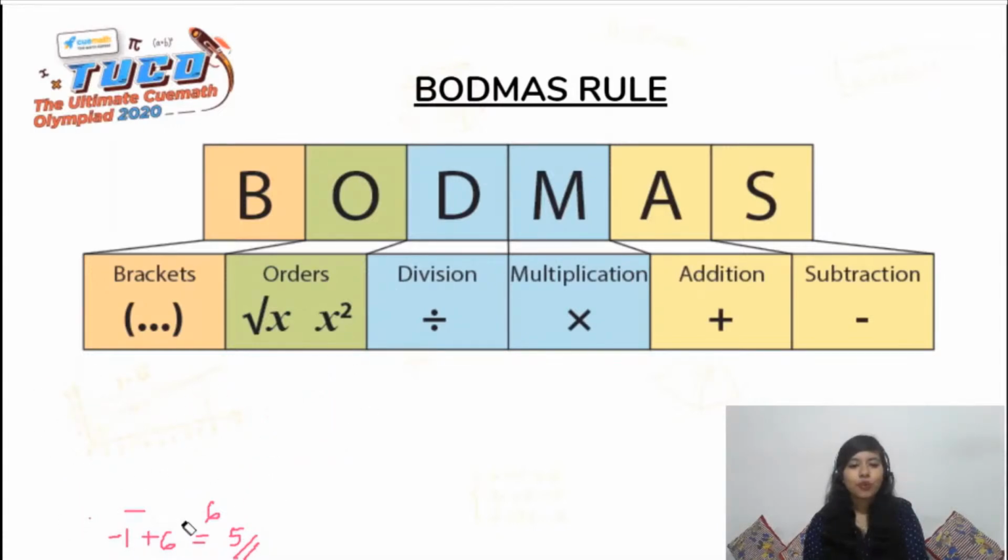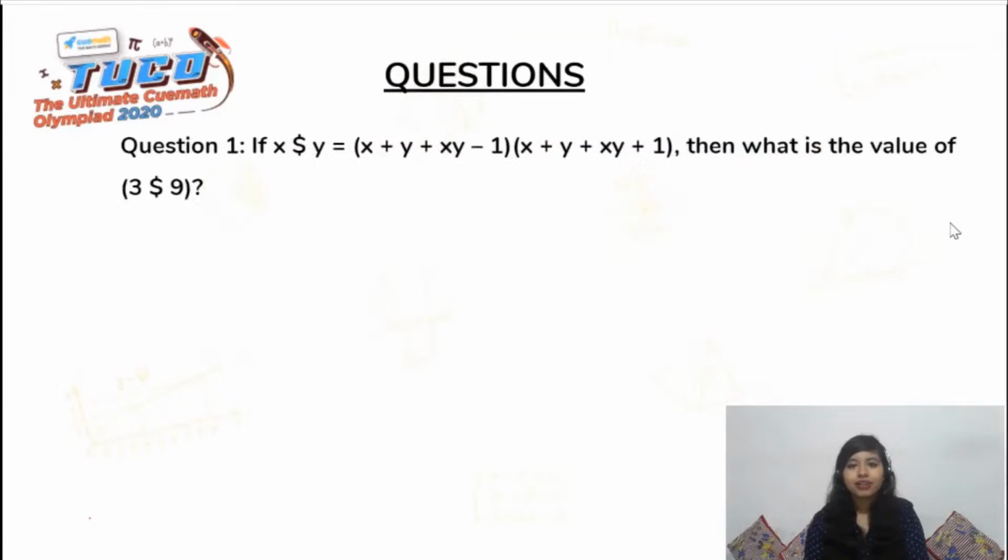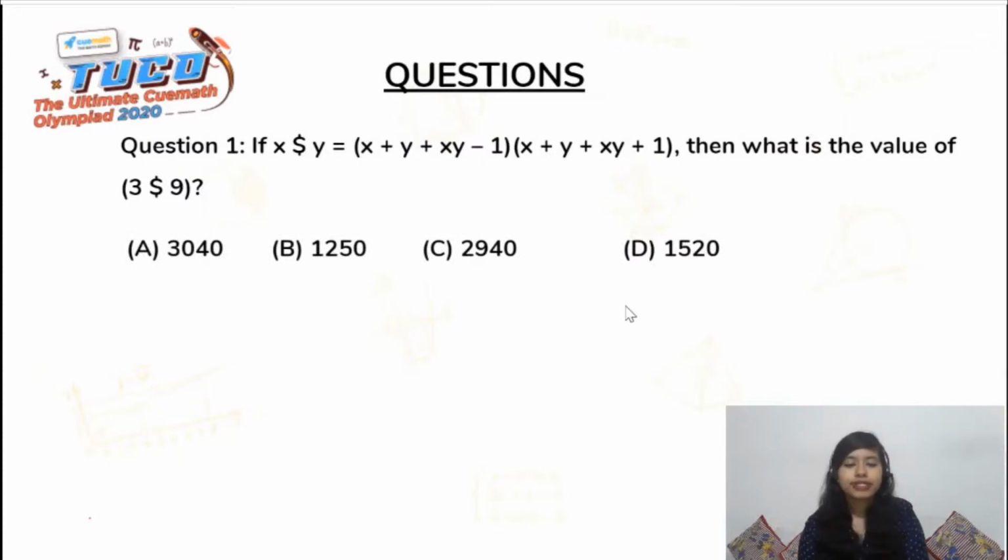Now with this, we are going to go ahead with our real-time problems. Let's see. Here goes our first question. The question says, if x $ y is equal to x plus y plus xy minus 1 times x plus y plus xy plus 1, then what is the value of 3 $ 9? Pretty interesting, right? Let's see.